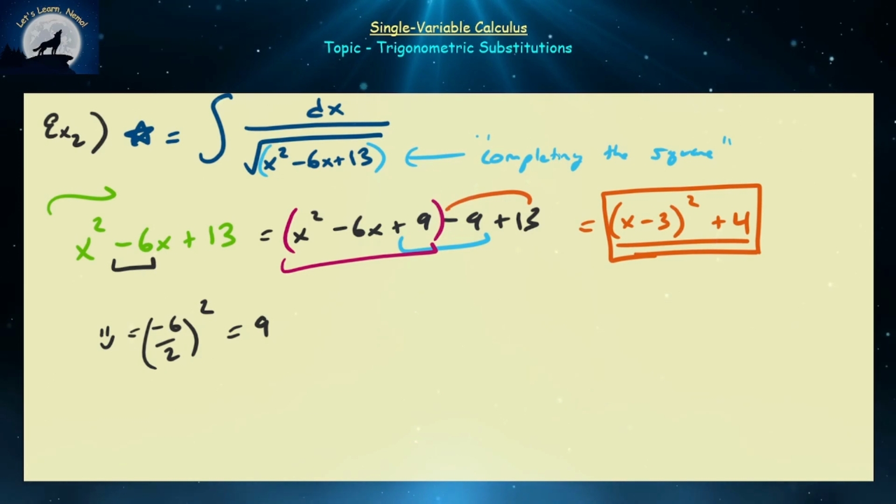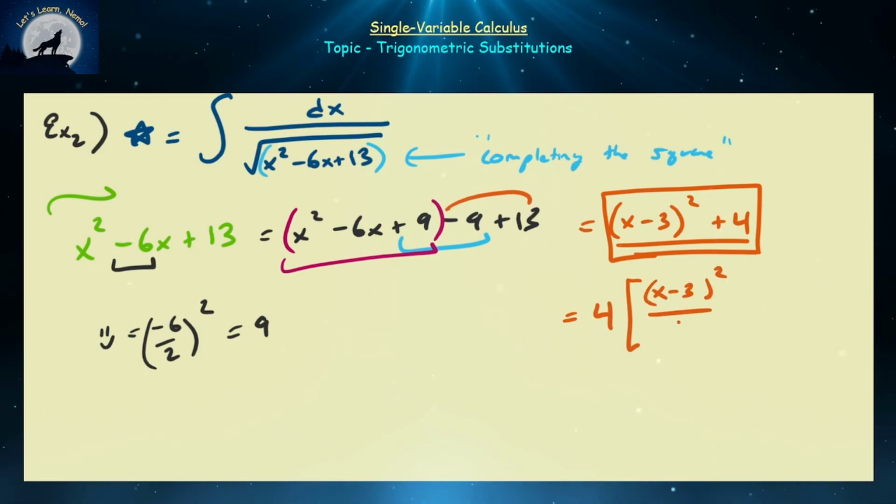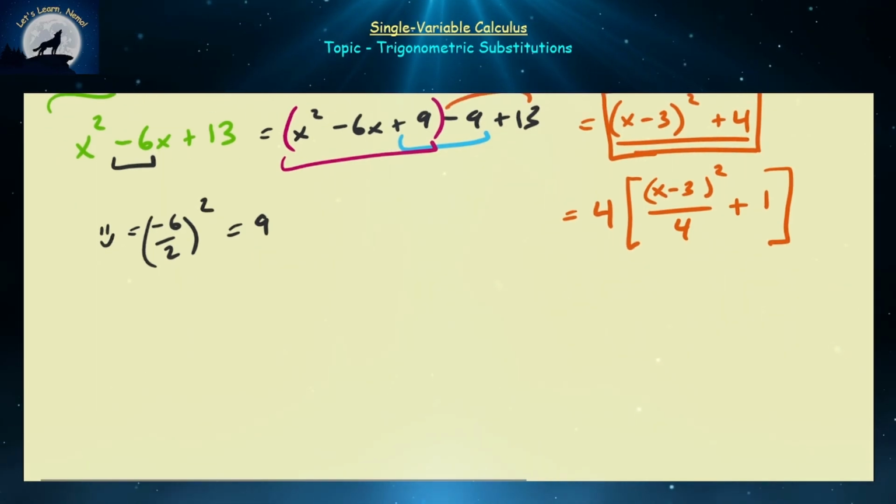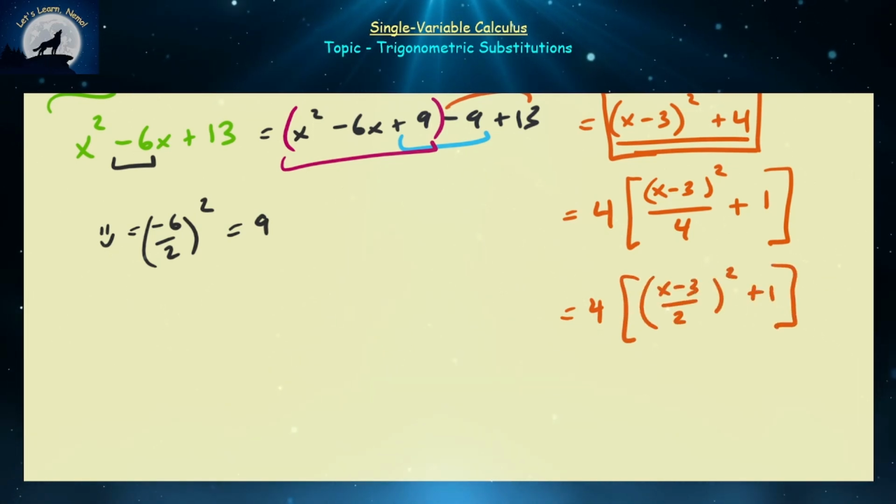Another thing that I want to do is factor out a 4 out of this expression. Now you might be thinking, how can I factor out a 4? Well, I can write this as x minus 3 to the power of 2 divided by 4 plus 1. And we also know that 4 is the same as 2 squared, so I can actually represent this as 4 times x minus 3 divided by 2, the quantity squared, plus 1.